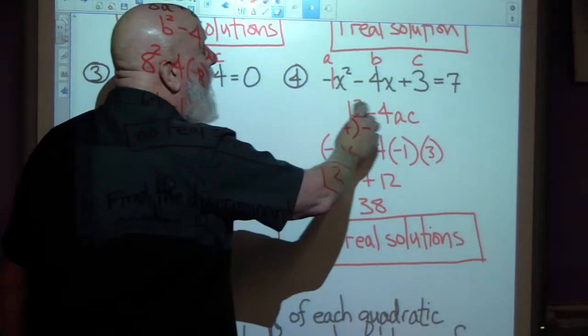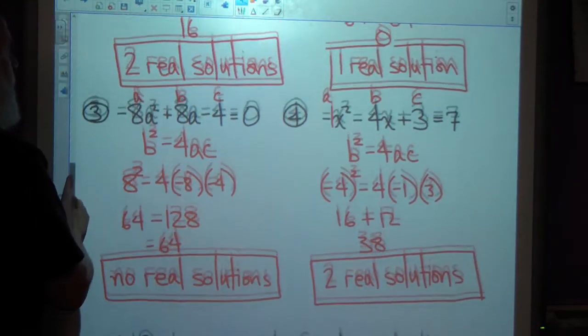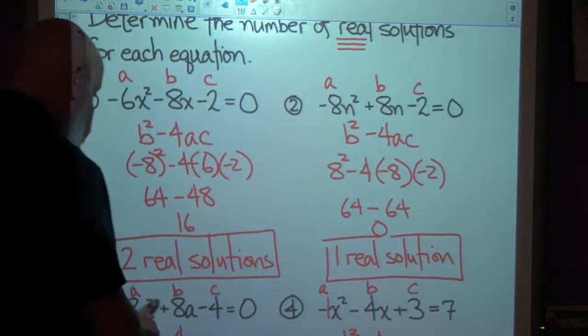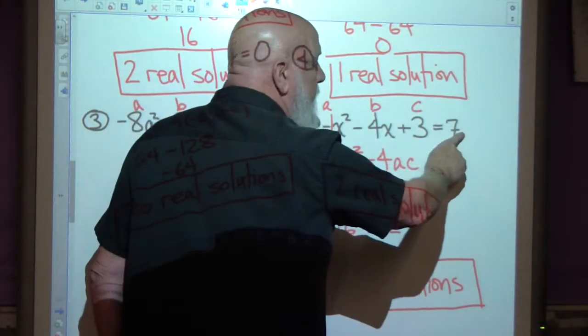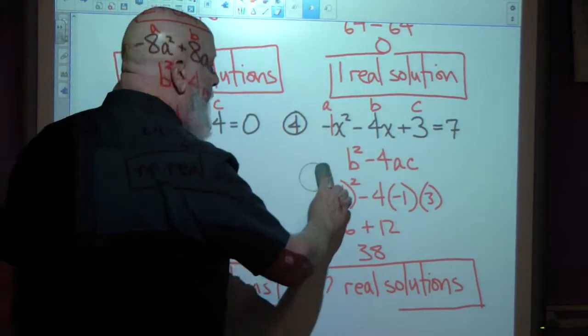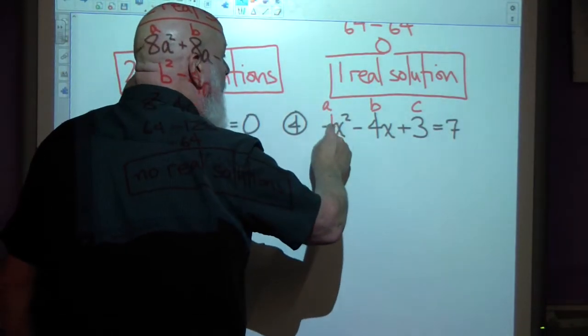This is all garbage for one reason. Take a look at these three. Set equal to 0, set equal to 0, set equal to 0. That's standard form. This one isn't set equal to 0, so I have to turn this into a 0. So watch out for that. Don't do what I just did. Okay?